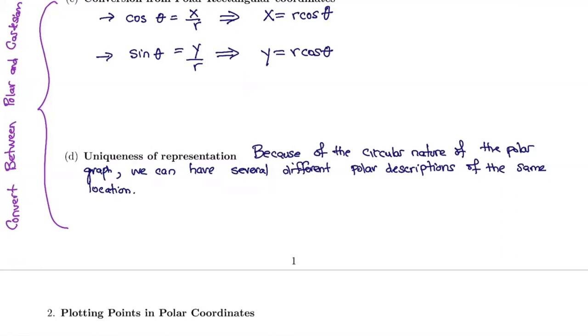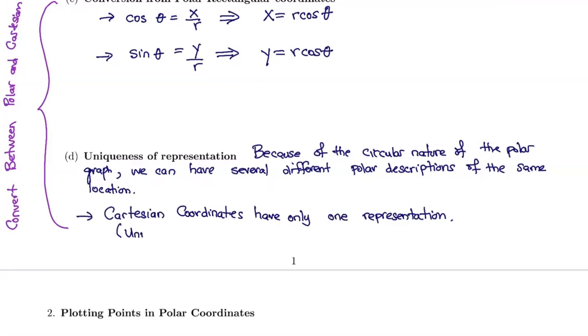Cartesian coordinates, however, have only one representation. So they are unique in the way we can write them.